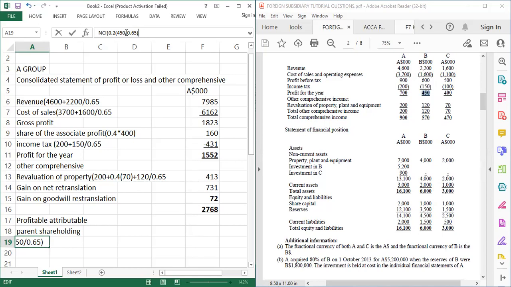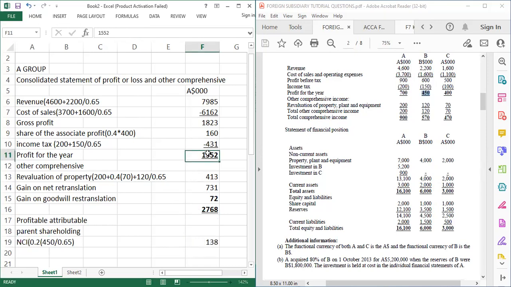58.5. Are you sure? Okay, let me do it again. 450 divided by 0.65 first. 138, before you multiply by 0.2. So yes, the NCI is having 138.